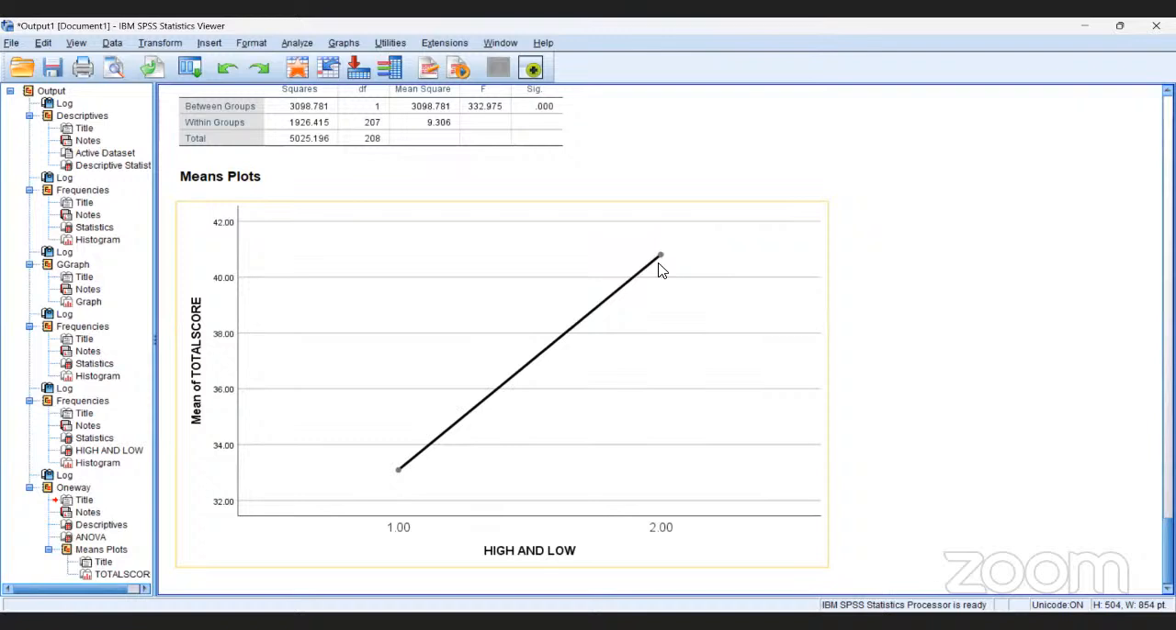And you have to design the research in such a manner so that between group differences will be maximum and within group differences will be less. Okay?